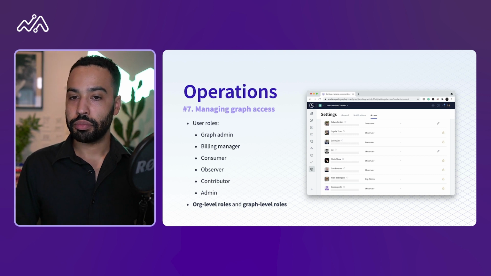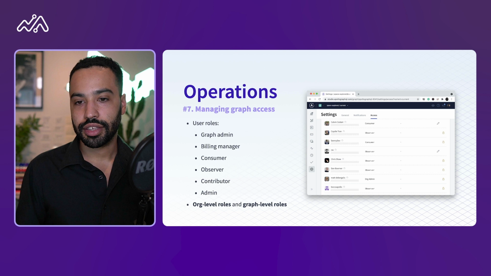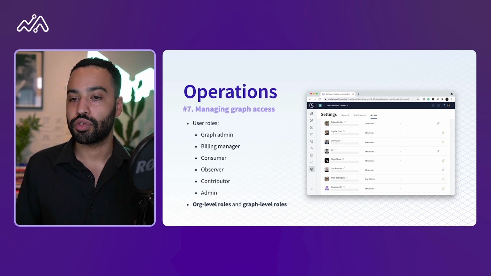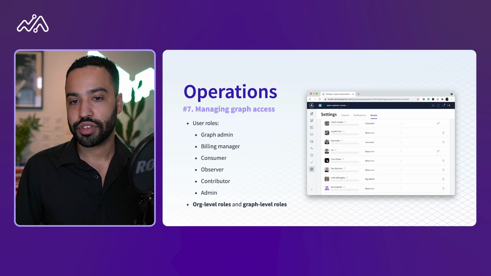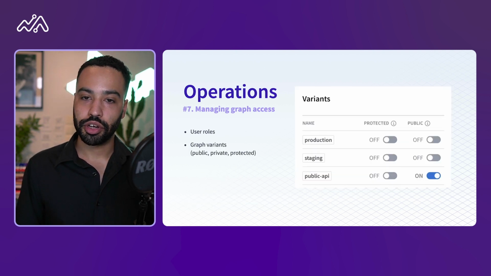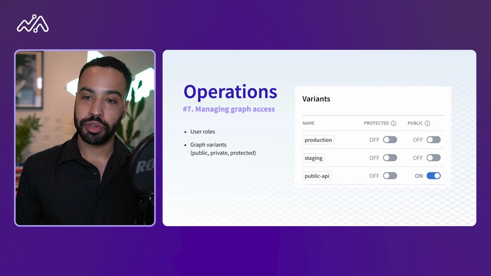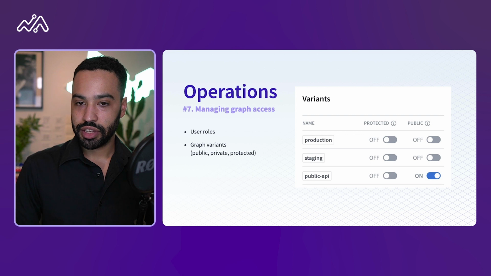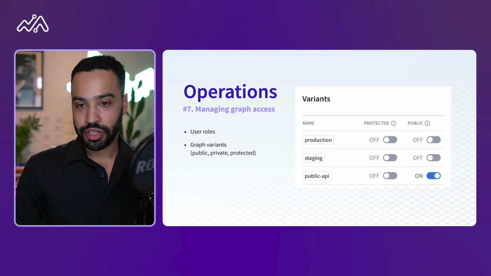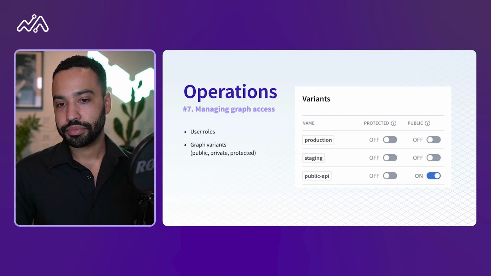We further improved that this year with more granular capabilities to set either org level roles that go across all of your projects and graph level roles for specific graphs. In addition to the user roles, we've rolled out the ability to make your graphs either public, private, or protected. Public means anyone can access it as long as they have a link to the public variant. Private means they can't, and protected means it can only be modified by org and graph admins.